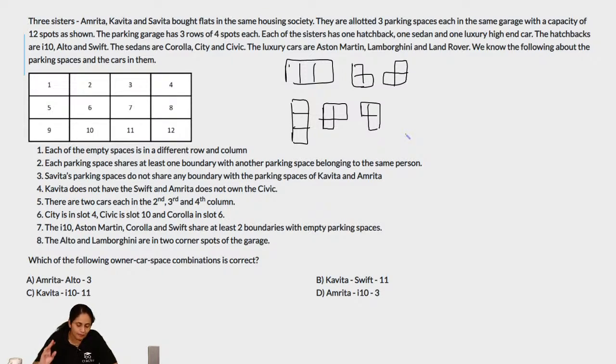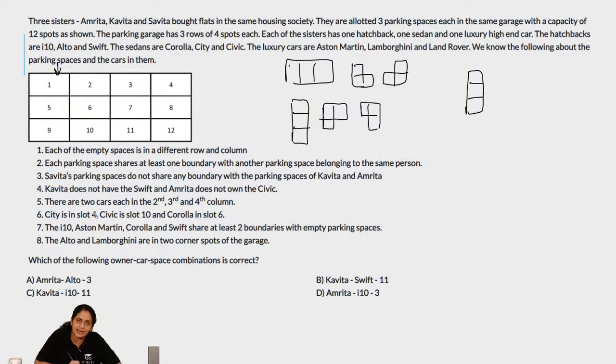Okay. Now, what we are told is that Savita's parking spaces do not share any boundary with the parking spaces of Kavita and Amrita, which means that, as I had mentioned earlier, if Savita's space is like this, then for her to not share a boundary with anybody else, you will say that, okay, I'll take one of the edges. If you take any of the middle columns, what will happen is that you will have so many neighbors, 1, 2, 3, 4, 5, 6 neighbors. All of them cannot be empty spaces, which means that you cannot have any of the middle columns. Even if you have this end column as such, then 2, 6, 10 will have to be empty spaces for her not to share a boundary with anybody else.